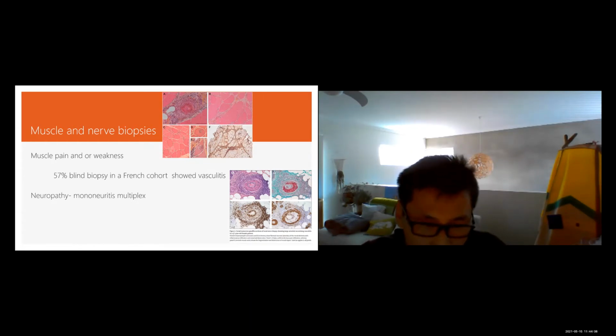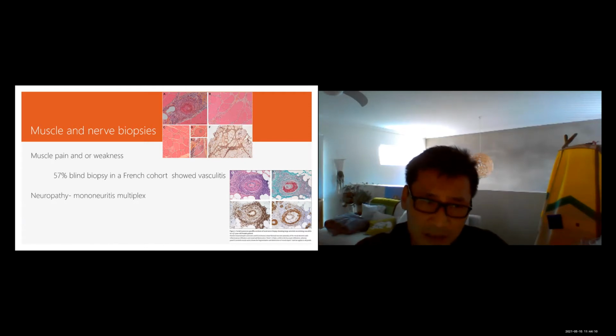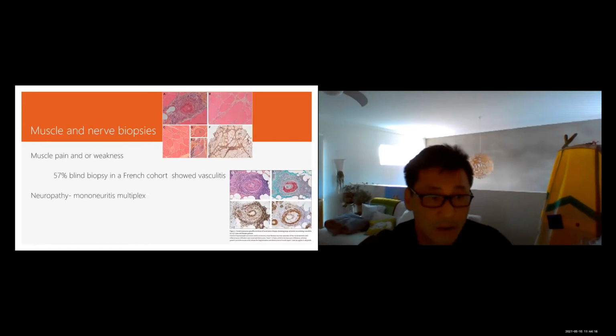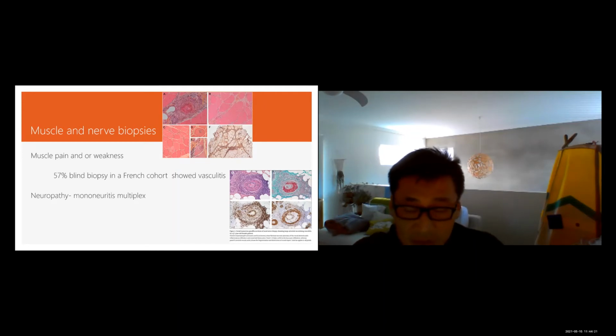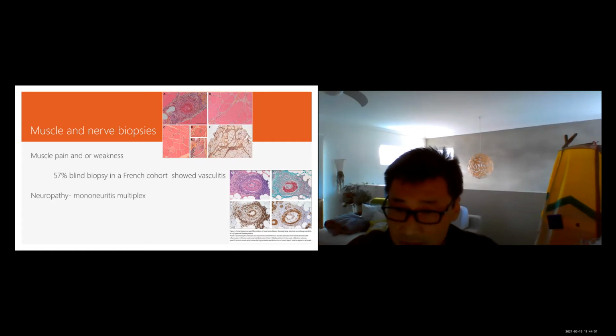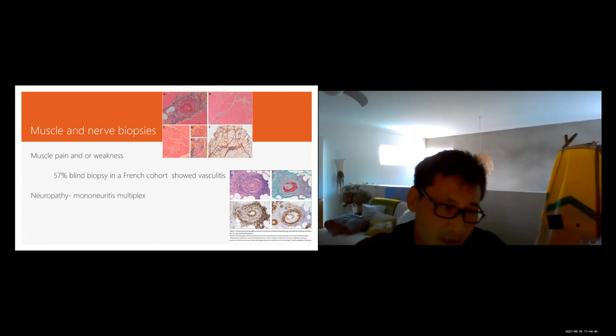A cohort of French patients with ANCA-associated vasculitis who had just muscle pain and weakness, about 57% of them, that is on a blind biopsy, if they had muscle pain or weakness, their doctors decided to do a muscle biopsy, and 57% of them demonstrated vasculitis in the muscles. And so muscle aches and pains can actually be a manifestation of vasculitis. The other organ which can be biopsied is the nerve.